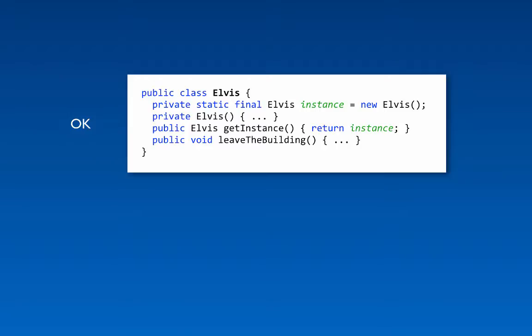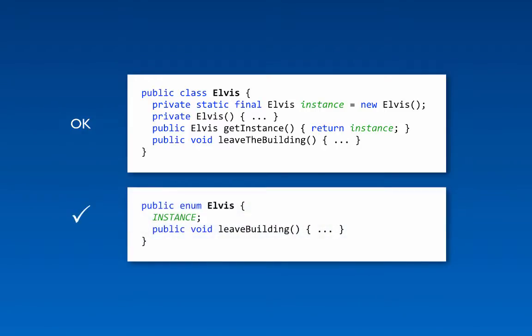That method would return a handle or a reference to that single object. Some programmers still use this technique to create singleton objects in Java, but a technique that has gained popularity is one in which the singleton is implemented as an enumeration type.